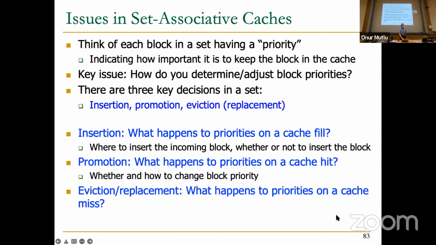Eviction and replacement: what happens to priorities on a cache miss? You get a cache miss. Which block do you evict? Do you even evict any block? And how do you adjust the priorities of the blocks that are existing in the cache and the incoming one?